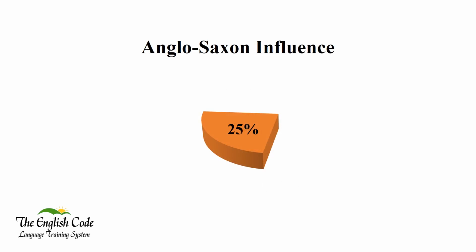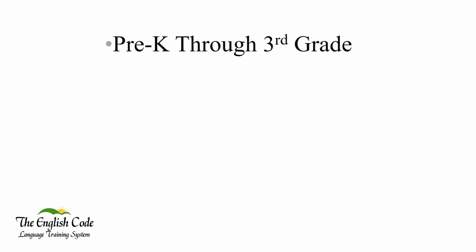Anglo-Saxon word construction lays the foundation for reading skills in the English code. Students will encounter Anglo-Saxon word construction from the very beginning of their formal education, and this will extend throughout the rest of their lives. But it's important to note that practically 100% of the words they will encounter from pre-K through third grade are based upon Anglo-Saxon word construction.